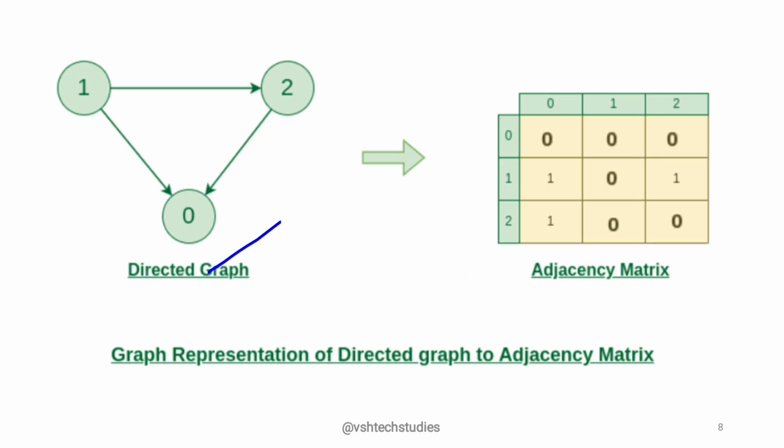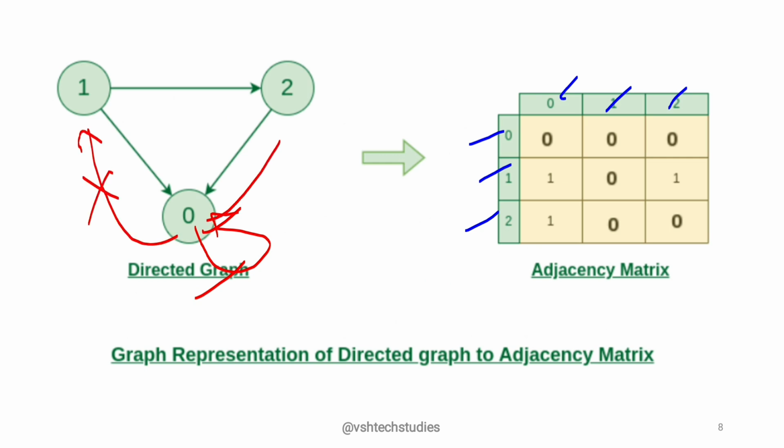Next, considering the directed graph, there are three vertices 0, 1, 2. Hence row wise 0, 1, 2, column wise 0, 1, 2. Three vertices or three numbers are taken here. Now because this is a directed graph, we have to consider directed edges. So for vertex 0, 0 to 0 there is no edge. 0 to 1 there is no edge. 0 to 2 there is no edge. So 0 to 0, 0 to 1, 0 to 2 are all filled with 0.